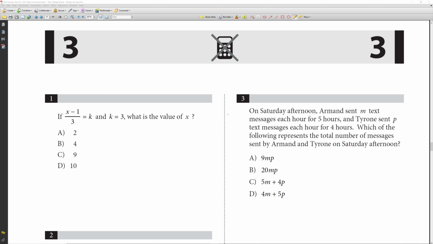So, question 1. Holistic point of view. This is a simple substitution. This question should take you about 10 seconds. What you need to do is replace k with 3 here. Cross multiply equals 9 plus 1 plus 1 x equals 10. That's your 10. That's what I'm talking about.